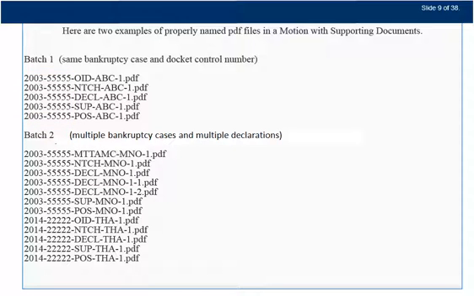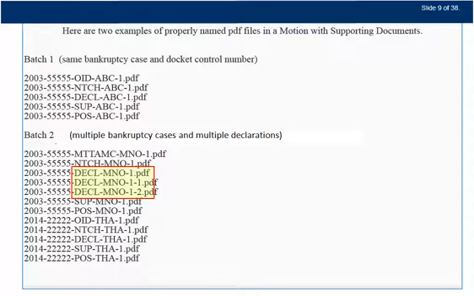The second batch is a combination batch. Here we have two cases. One has a lead motion titled OID for other motion initiating document, along with the notice of hearing, declaration, support document, and proof of service. The other case has a lead pleading titled MTT-AMC for motion to terminate, annul, modify, or condition automatic stay, and all the supporting documents. You will notice this case has three declarations.